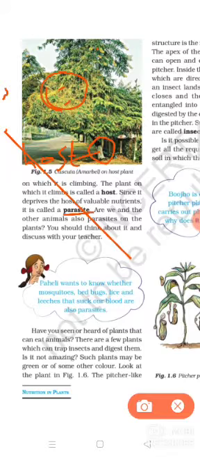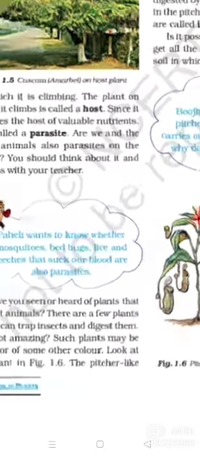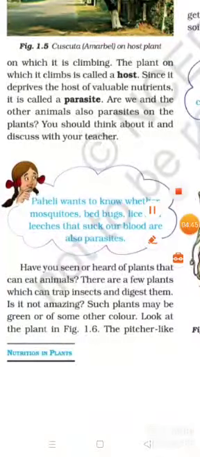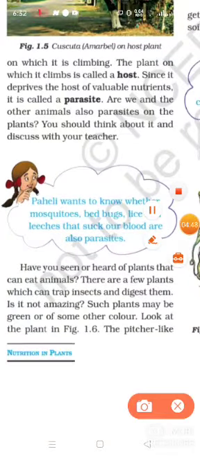Now, friends, have you seen or heard of plants that can eat animals? Yes, in the GK textbook or somewhere you have also seen or heard that plants eat animals. So is it true? Let us see. There are a few plants which can trap insects and digest them. It is amazing, and it is real, dears.